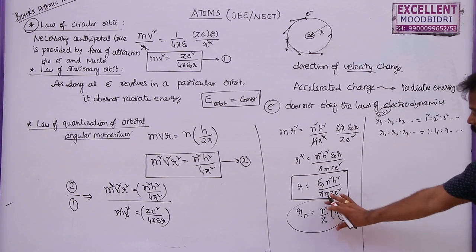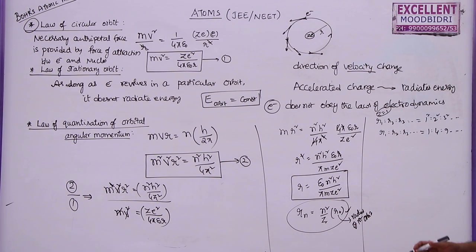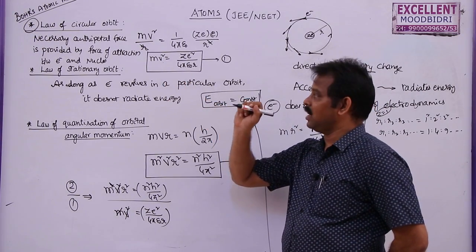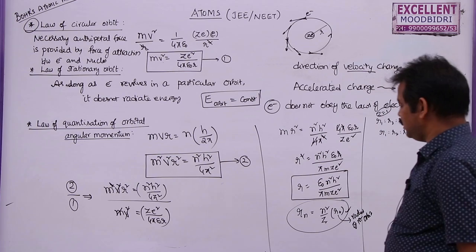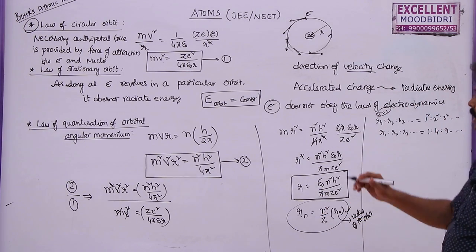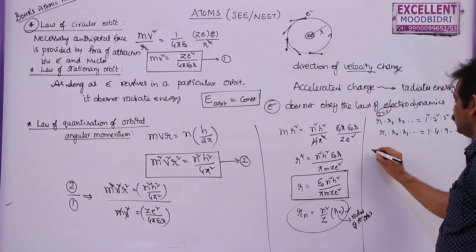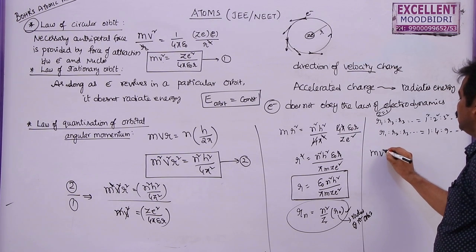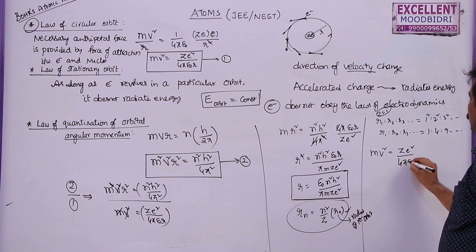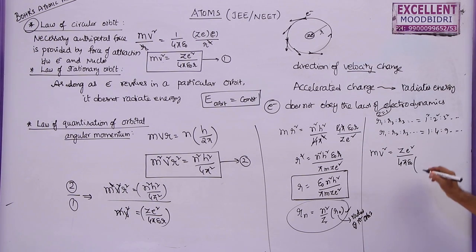Now after finding this radius, we can find out the kinetic energy. Here we have mv square, but what is the velocity? To find out the velocity, if you know the r value, we can find the velocity. So to find the velocity, I am going to write the first equation: mv square is equal to ze square by 4 pi epsilon naught r, where r is equal to epsilon naught n square h square by pi m ze square.